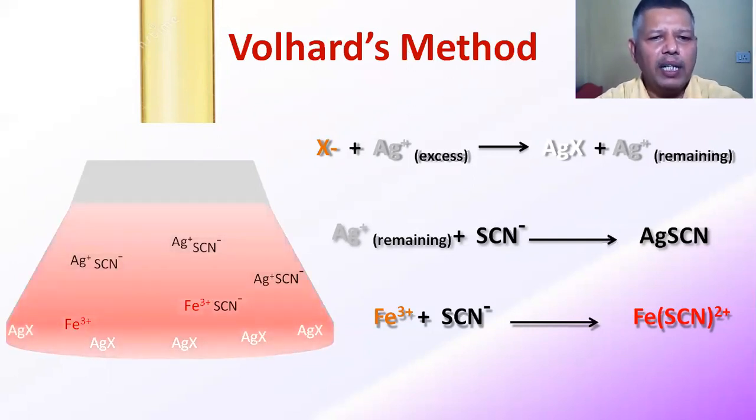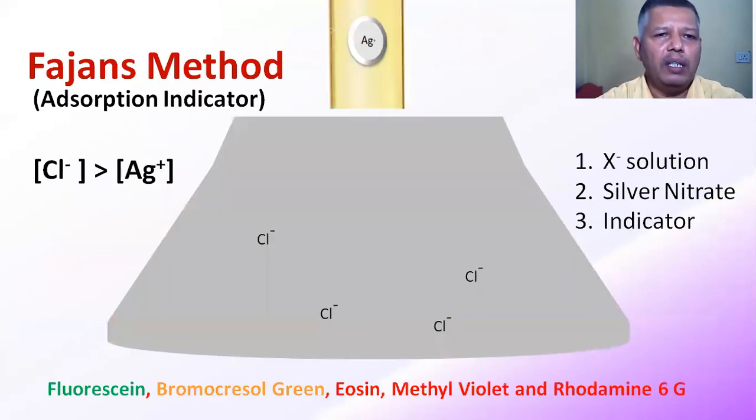From this end point, how much thiocyanate is required for the titration can be found out, and from that we can calculate how much silver ion is in excess, that is back titrated, which was added in excess to react with the halide. In this way, how much silver ion gets consumed can be found out. From that we can find out the amount of halogen present in the solution. This is the Volhard's method.